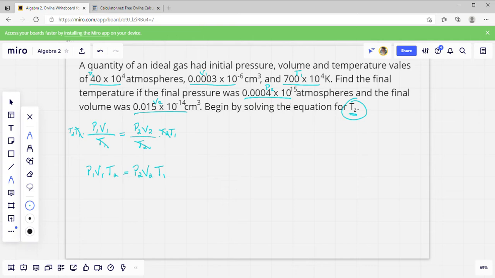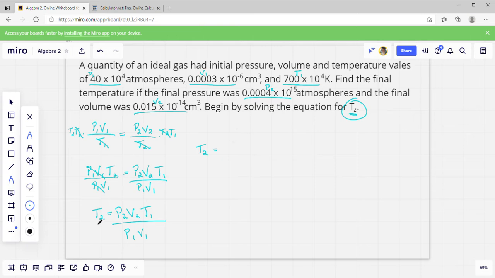If we're going to solve for T2, I need to find where T2 is and get it by itself. So I'm going to divide by P1 V1. Those are going to cancel. And so now my equation is T2 equals P2 V2 T1 over P1 V1. So I just rearranged the problem. All right, now I can fill in some values.